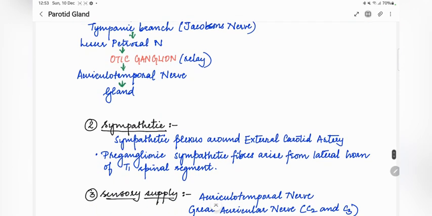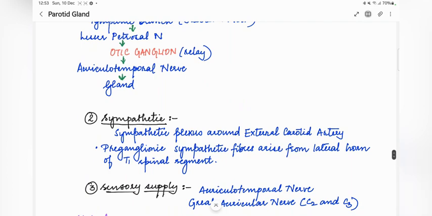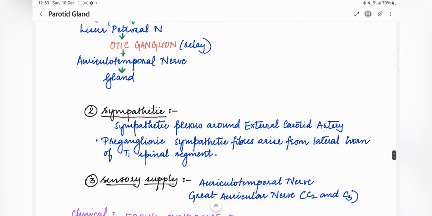Next, we have the sympathetic supply, which is derived from the sympathetic plexus around the external carotid artery, formed by the postganglionic fibers, which are derived from the superior cervical sympathetic ganglion. The preganglionic sympathetic fibers arise from the lateral horn of the T1 spinal segment. And the sensory supply is derived from the auriculotemporal nerve as well as the great auricular nerve.